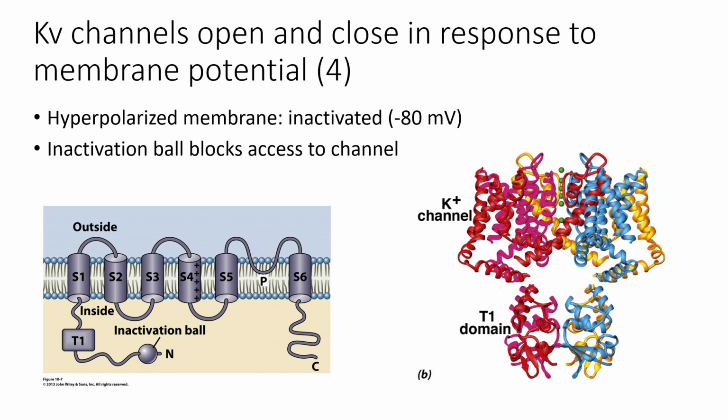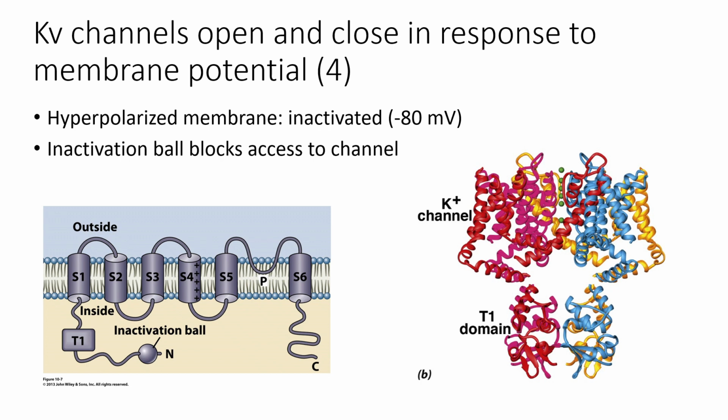So that was our second step. So remember, we started with polarized, where we're closed. Then we were depolarized, channel open. Then the next step is the hyperpolarization of the membrane. At this point, the inside of the cell once again becomes negative, and it becomes even more negative than it was to begin with. And at this point is where the T1 domain comes into play, where there's this inactivation ball. And the inactivation ball actually blocks access to the potassium channel.